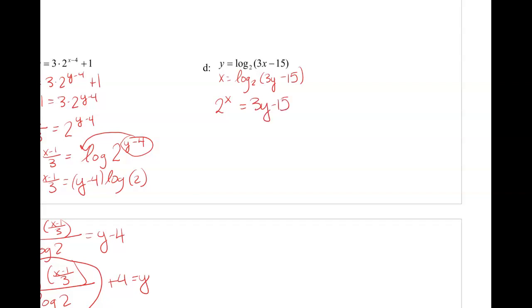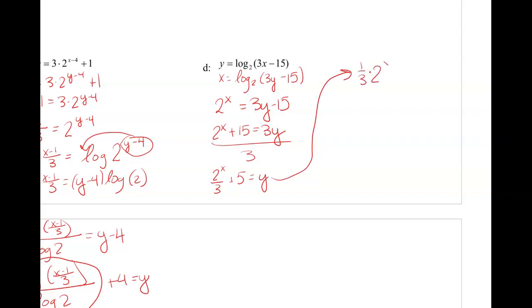Subtract negative 15, which is just adding 15 over, so I'd get 2 to the x plus 15 is equal to 3y. And then divide everything by 3. I should get 2 to the x divided by 3 plus 5 is equal to y. And that's just a lot more common to see that written as 1/3 times 2 to the x plus 5 is equal to y, to be completely honest.